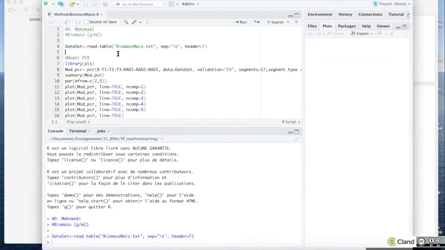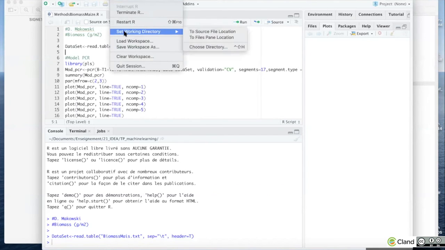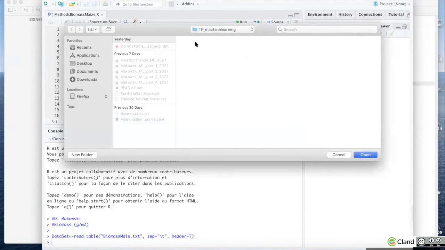You have this code, you should have downloaded it, so you can install it on your own computer. And the first thing to do is to set the working directory. So you have to choose the directory where the file is present. Here, this is a repository on my own computer, but you of course will have a different name depending on the chosen repository to save the file. So you can see here the name of the file where the data are.